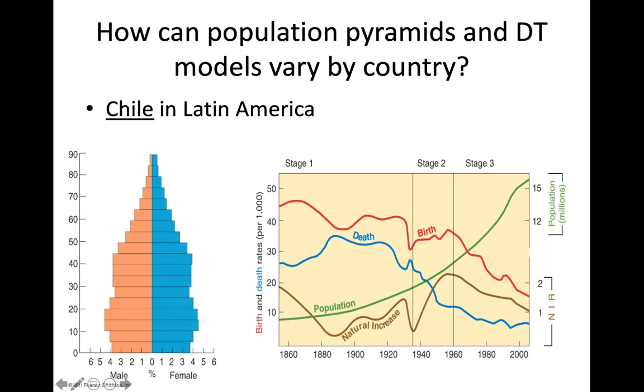The majority of people in Chile are going to be your working class or your working age, so roughly aged 15 to 50. Your crude death rate is decreasing as well. Therefore, your population growth is still increasing, but at a moderate pace. Chile would be in stage 3 of the demographic transition model.